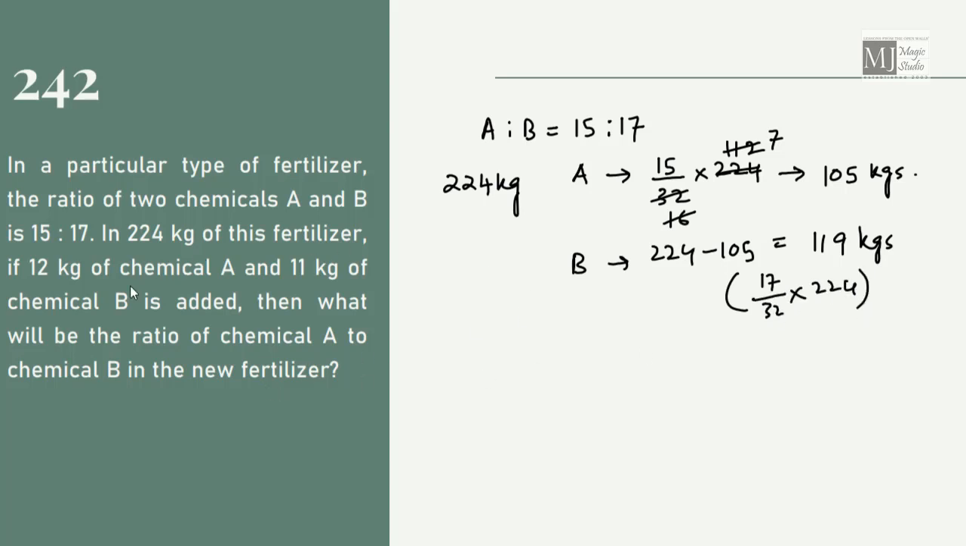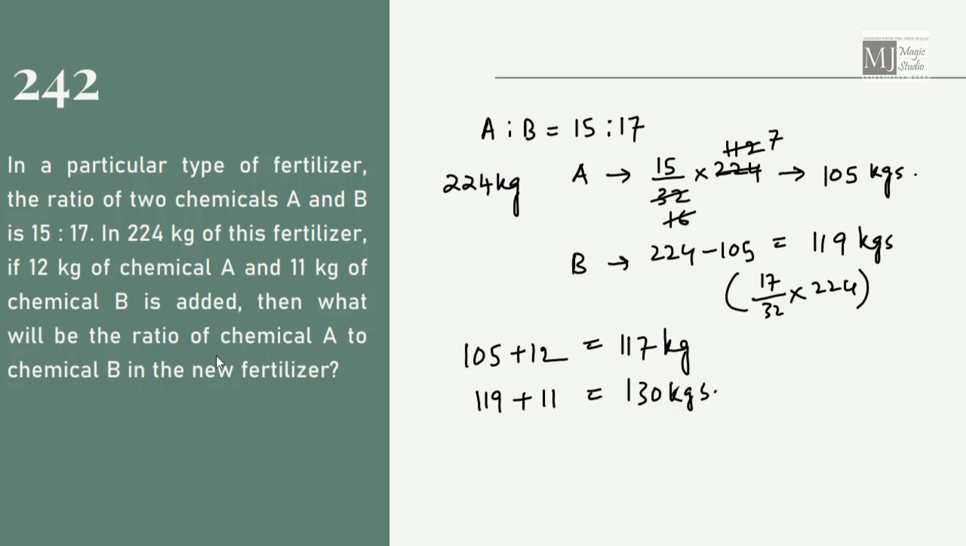Now what's happening? In 224 kg of this fertilizer, 12 kg of chemical A and 11 kg of chemical B is added. So now chemical A we have 105 plus 12, and B now we have 119 plus 11. So A now we have 117 kgs and B 130 kgs.